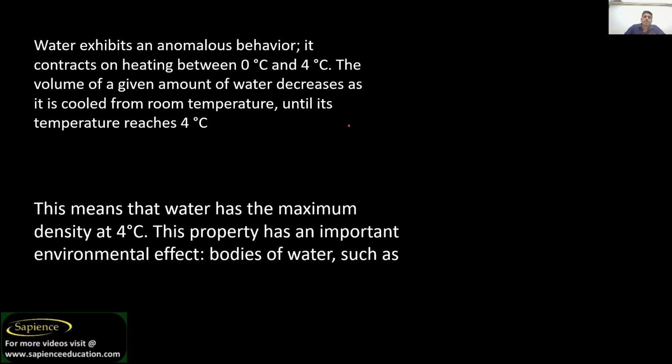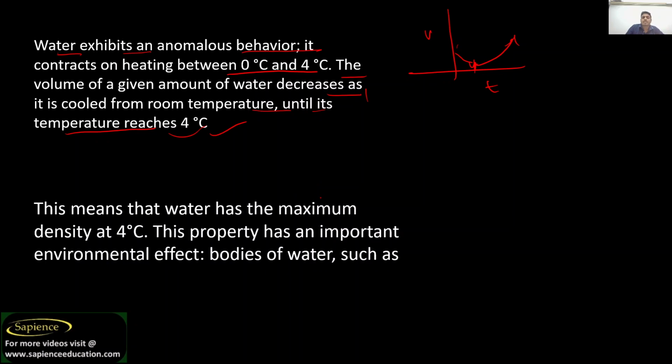Okay. So let us read what I have written here. Water exhibits an anomalous behavior. It contracts on heating from 0 to 4. So as you have seen here, from 0 to 4 it contracts, and the volume of the given amount of water decreases, and it is cooled from the room temperature until the temperature reaches 4 degrees Celsius. So up to 4 degrees Celsius. After that, if you increase the temperature, its volume will increase.